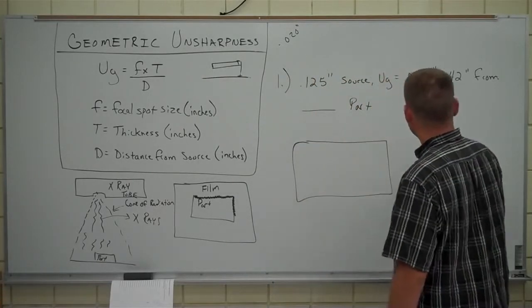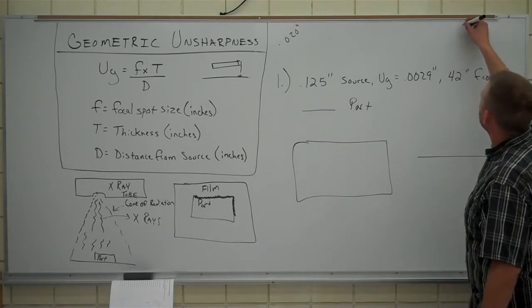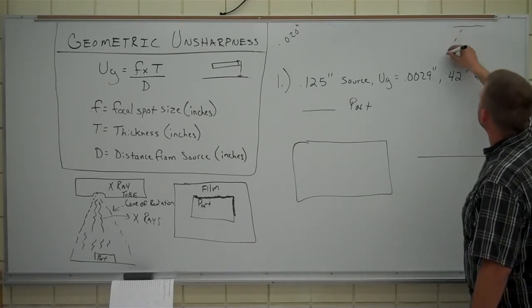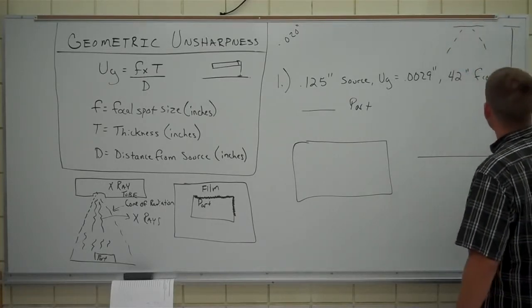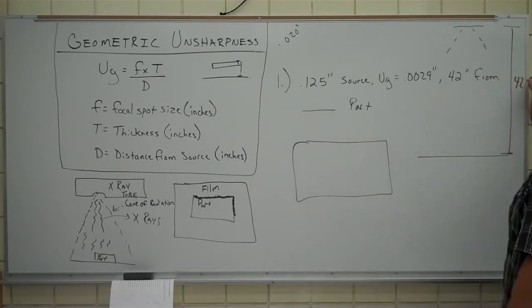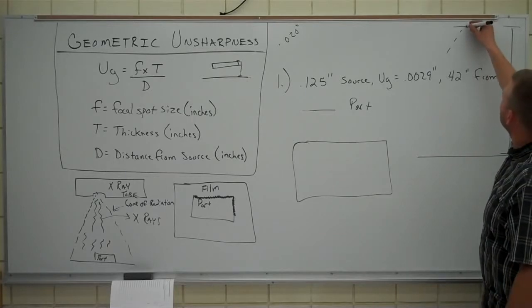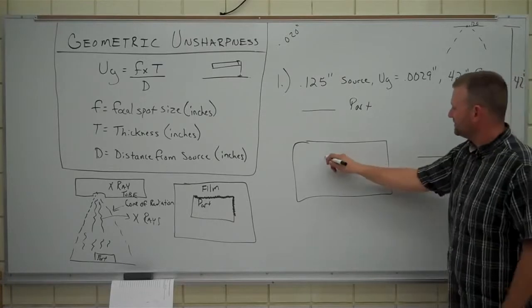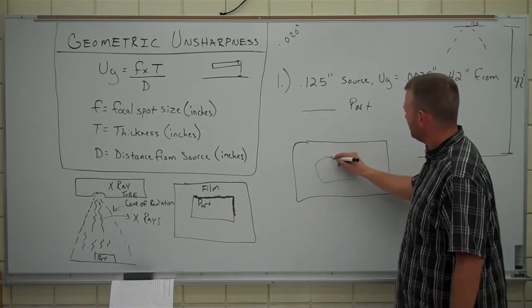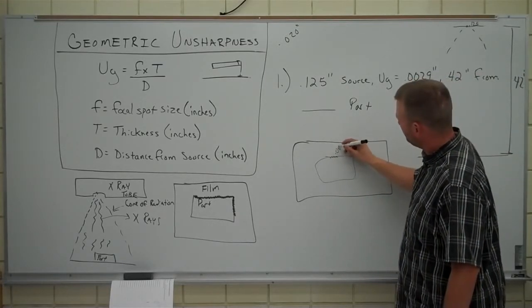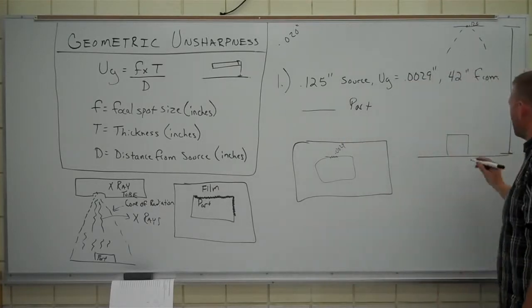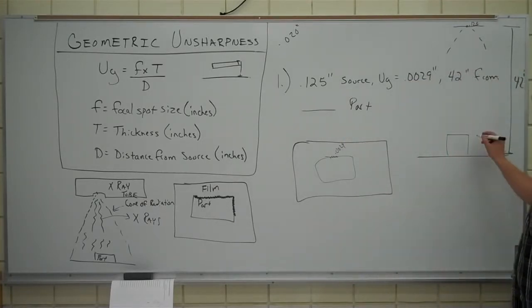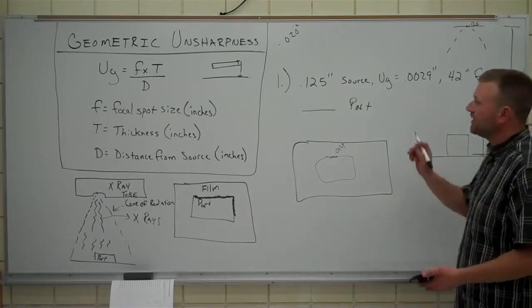Here's our film. Let's draw a side view as well. We're going to go way up here and say here's our x-ray tube. There's our cone. This distance here is 42 inches. The size of this source up here is 0.125 inches. We already have a 0.0029 UG, so fuzziness around there, 0.0029. Park that part right on top of the film, it looks like that. We're going to figure this thickness right here.